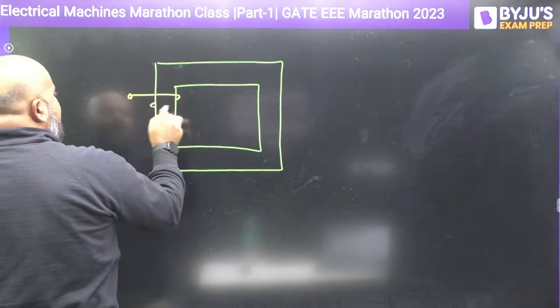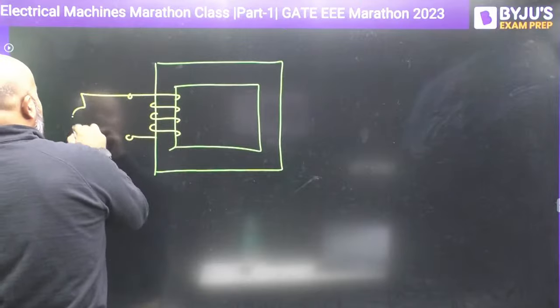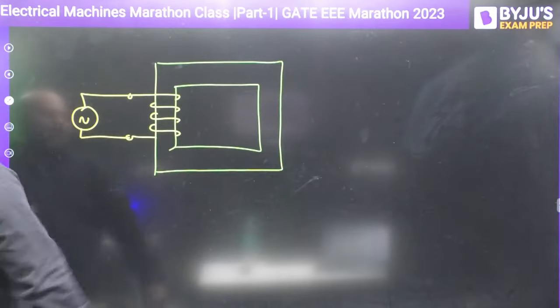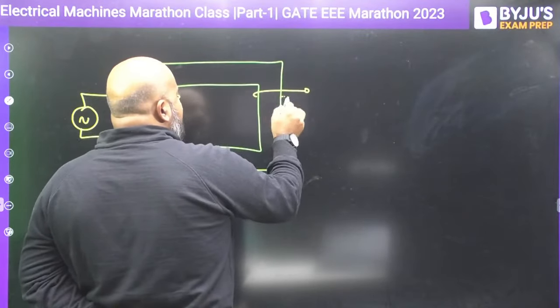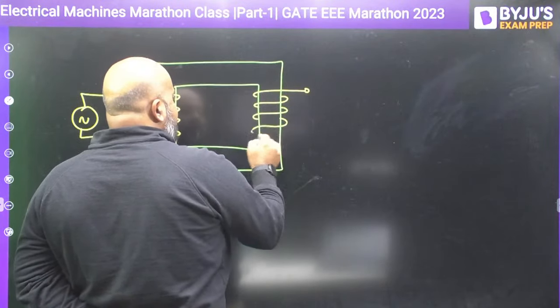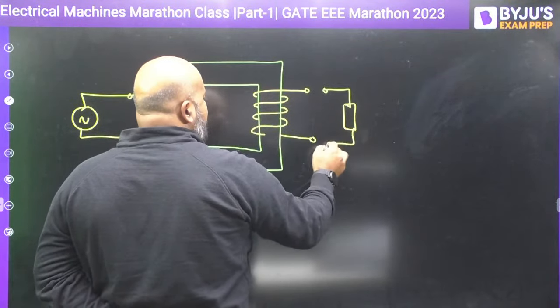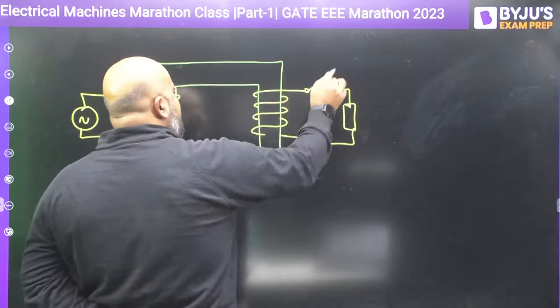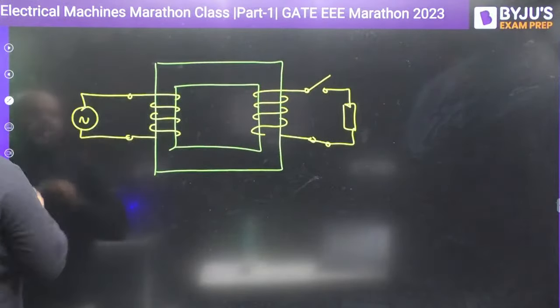This is the primary winding where you are going to connect the source. Source is connected, AC source is connected. And here you have the secondary winding, you are going to connect the load. Okay, this switch is open right now. So once again, let us start from 0.